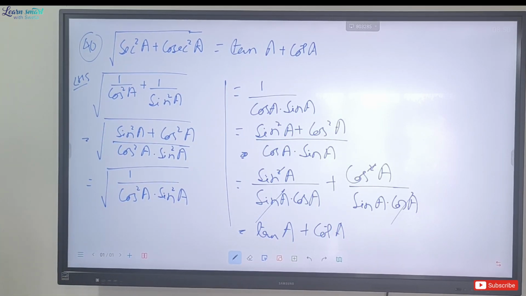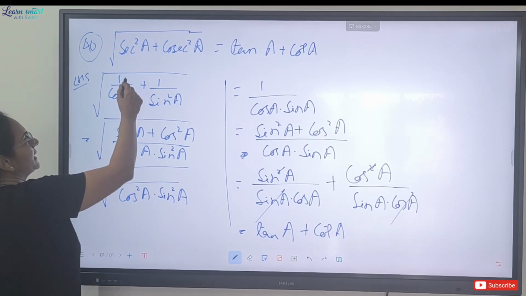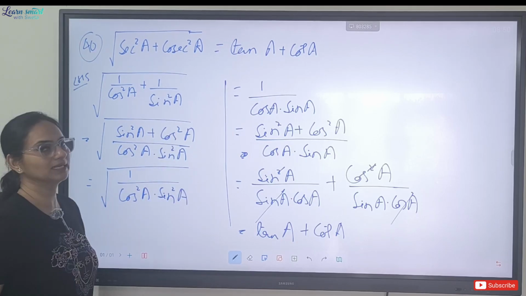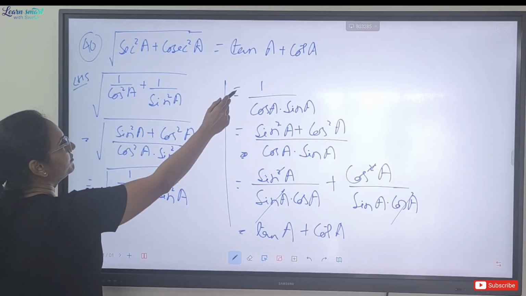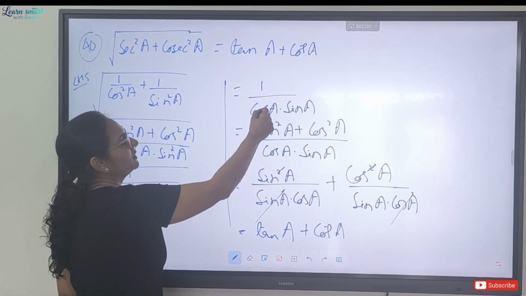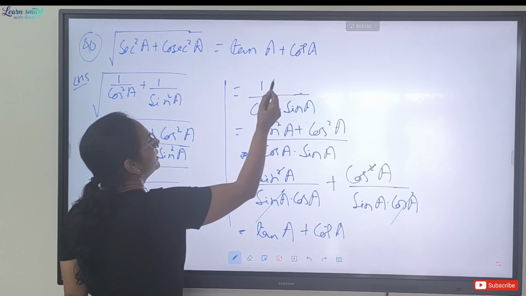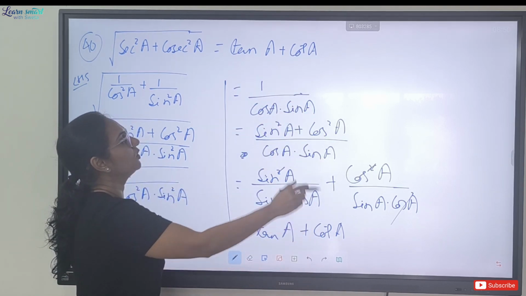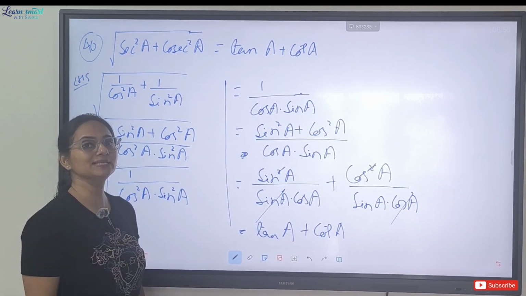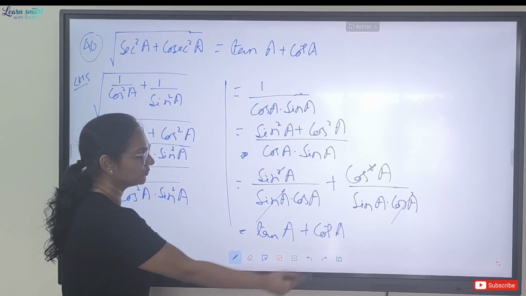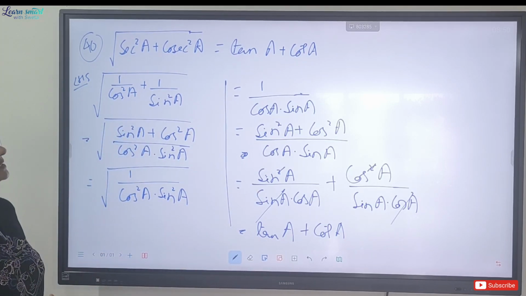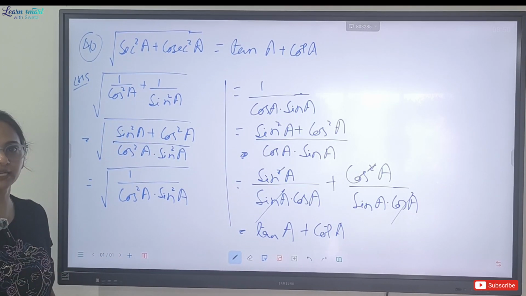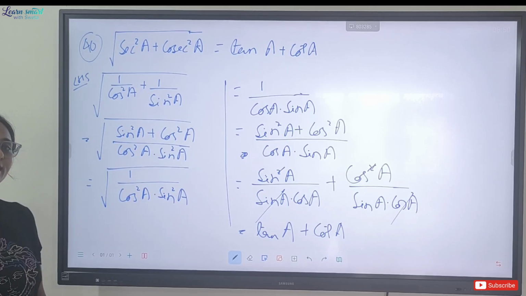And very simply, by just writing sec as 1 by cos and cosec as 1 by sin, keep solving. And when here you get 1 by cos A into sin A, then in order to get tan and cot, we can write 1 as sin square A plus cos square A, solve and you get the RHS. So very simply, we are done with question number 40. Let's solve question number 41.